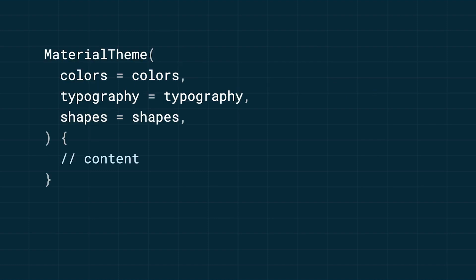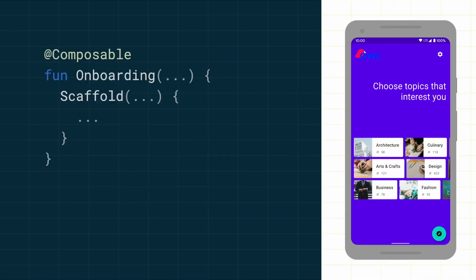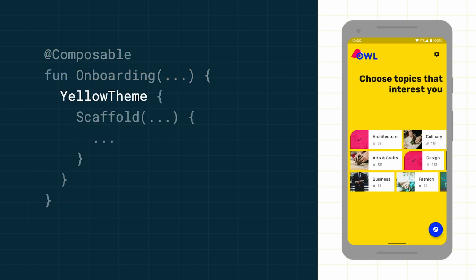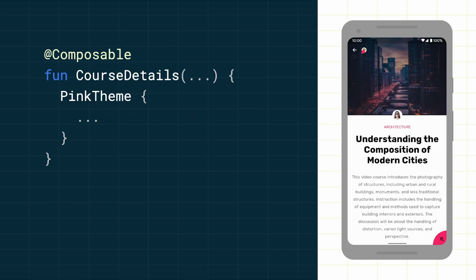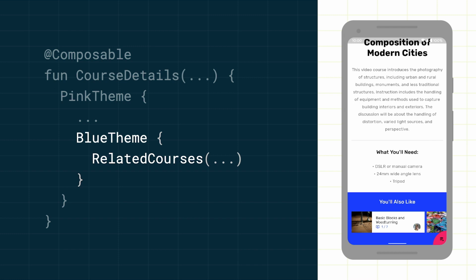So now that we understand the parameters, let's set up our material theme. We recommend doing this in a composable function to centralize these changes and make it easy to use across your app. Here, we're modeling OWL's yellow theme, configuring the colors, typography, and shapes to use. So, to apply our desired styling to this screen, we simply wrap it in our yellow theme composable. Themes can also be nested. This detail screen, for example, uses a pink theme for most of its content, but includes a related section using a blue color scheme. We can nest a blue theme around the section to change the theme colors.